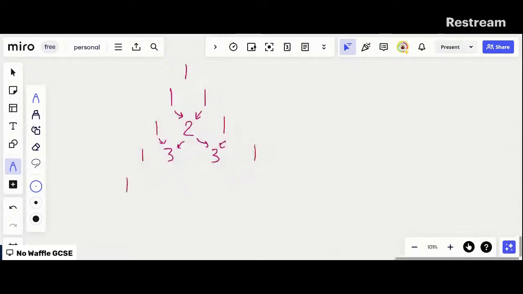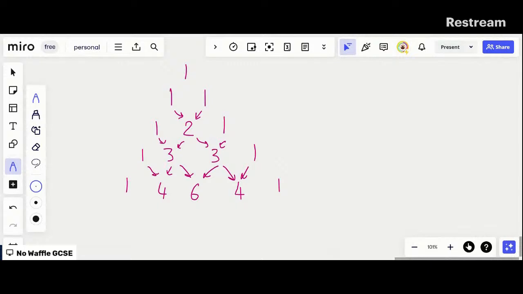And then you keep going. So 1, 1. This is going to be 4 because you're adding 1 and 3. This is also going to be 4 as you're adding 1 and 3. And then this is going to be 6 as you're adding 3 and 3. So this is the Pascal's triangle.